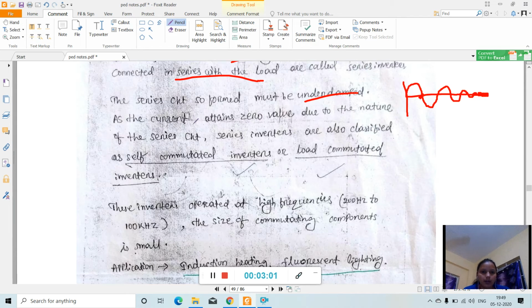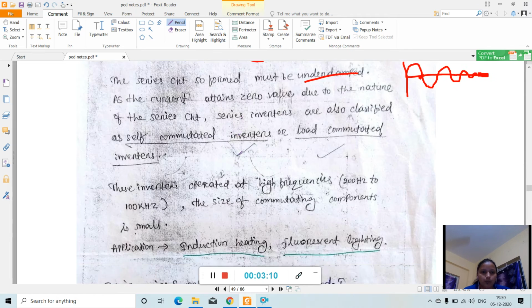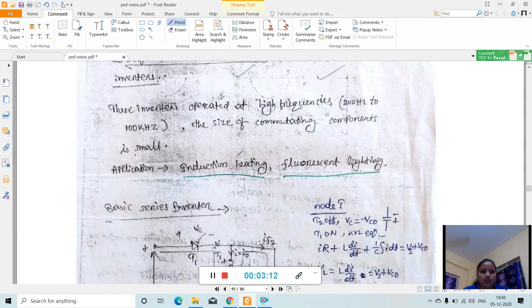So here the current attains 0 value. Due to the nature of the series circuit, series inverters are also classified as self commutated inverter and load commutated inverter. These inverters operate at high frequencies, okay, the range is from 200 Hz to 100 kHz. So the size of commutating components is small. And the applications are induction heating and fluorescent lighting.